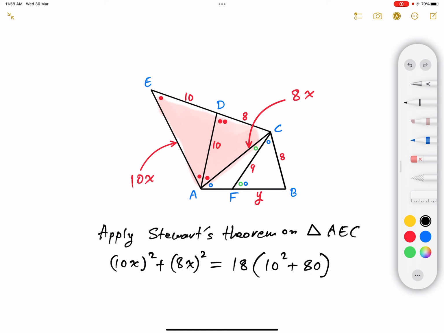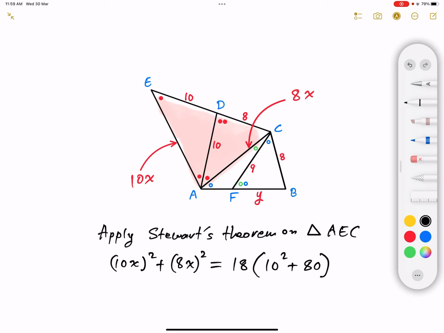To remember, by the way, one of the ways to memorize Stewart's theorem is to remember the statement: a man and his dad put a bomb in the sink. A man and his dad put a bomb in the sink. That's one way to memorize Stewart's theorem.